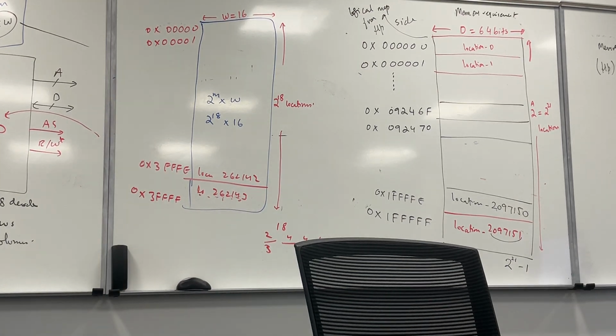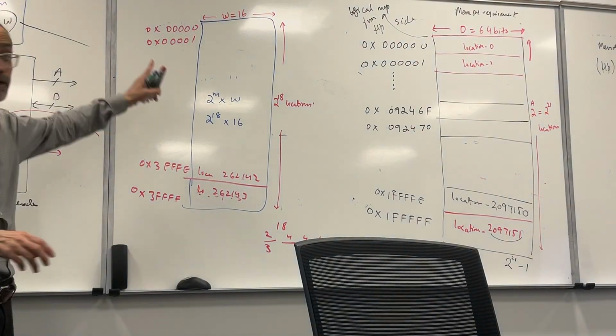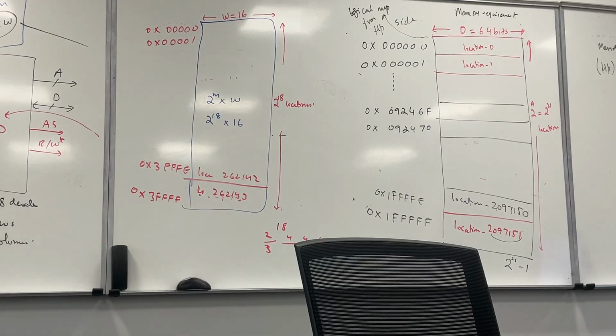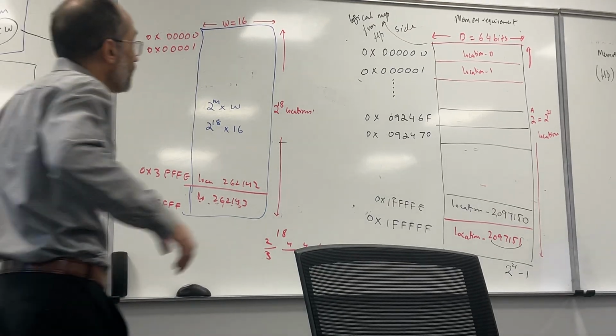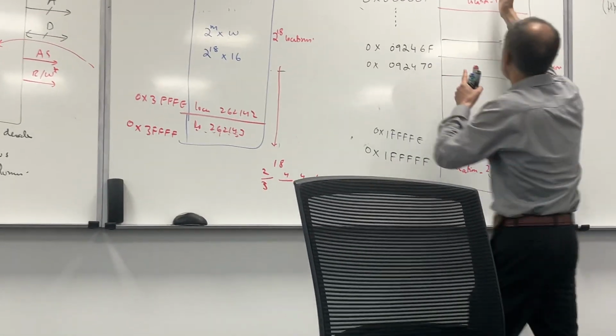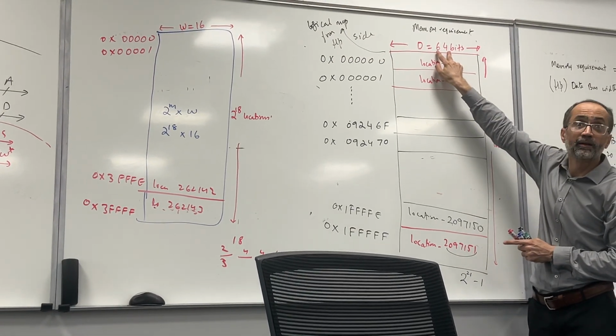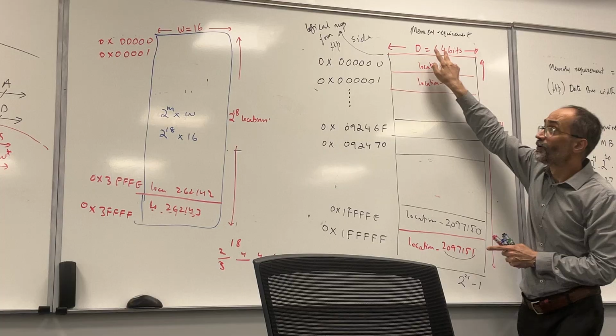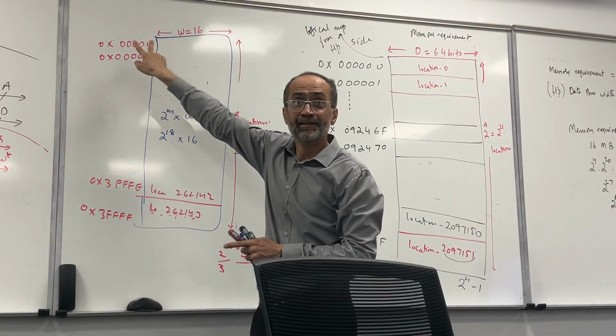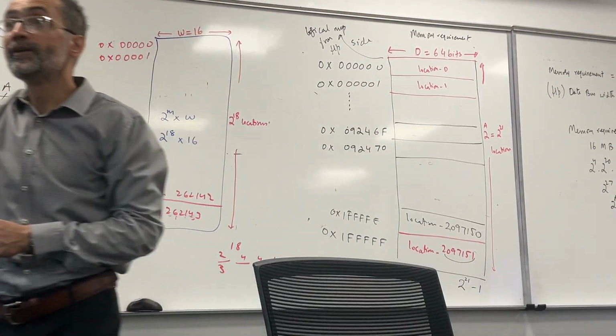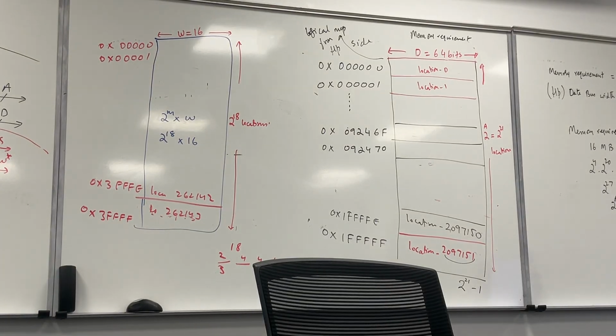Okay, now think of the scenario. What am I going to do now? Please look here. Can we partition this main memory? We are going to partition this main memory. Now how many bits are here? 64. How many bits are here? 16. How many columns do we need? 4 columns. We need 4 columns.